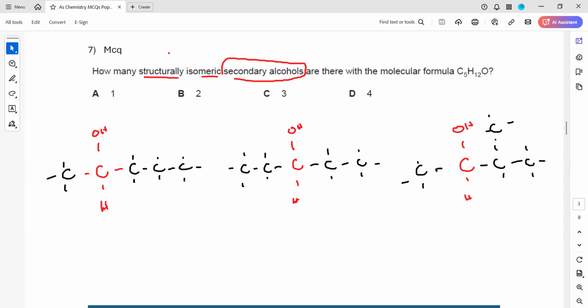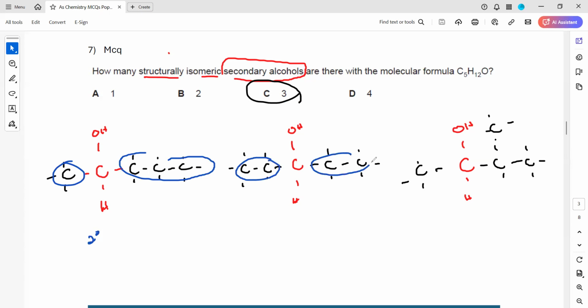So the correct answer for this one will be C. How is the secondary not tertiary? What you have to do is check the carbon which is bonded with OH and see how many carbon chains are around it. This is one carbon chain and this is a second carbon chain, so this is a secondary. When you check this carbon, this is one carbon chain and this is a second carbon chain. That is also secondary. This is one carbon chain, and the whole chain counts as one. So this is also secondary.